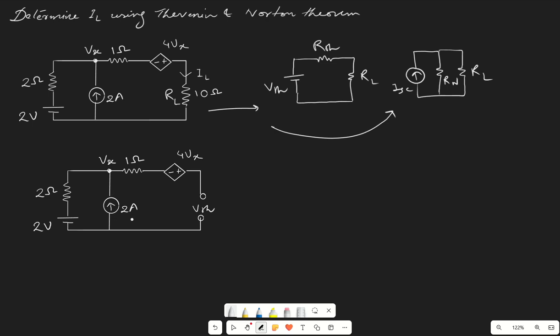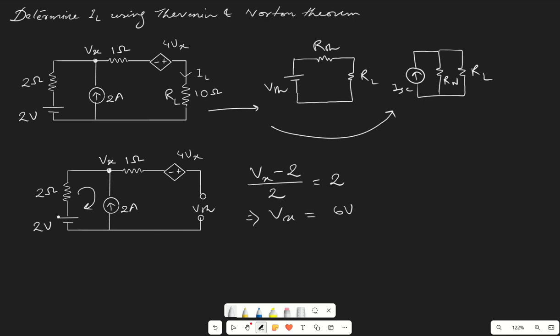We have 2 ampere current here, and this is our remaining branch. Since this terminal is open, whatever current is flowing through this loop will be the only current in this circuit. So we can write down the KVL, we can directly write down this voltage Vx, or we can write it like this: Vx minus 2 divided by 2. This current is nothing but 2 ampere. So from here we can determine the value of Vx, which will come out to be 6 volt.